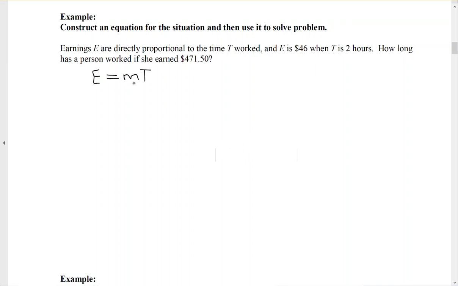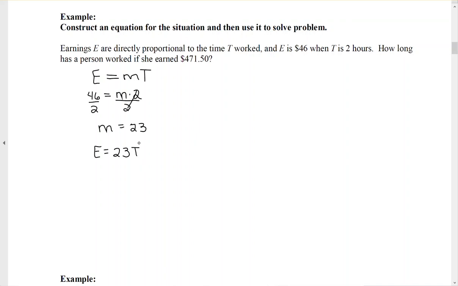Then I'm going to find the constant of proportionality, or the slope, by plugging in the next few numbers here. So when E is 46, T is 2. Solve for our constant of proportionality, or our slope. So divide by 2. And I get M is 23. So my equation is E equals 23T.